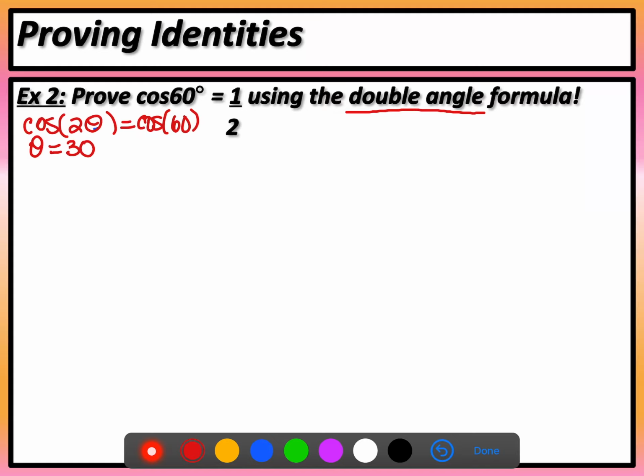Okay, so my double angle for cosine, remember we have 3 of these. I'm not going to use cosine squared minus sine squared because why would I want to introduce 2 different trig values? So I'm going to use 1 minus 2 sine squared x.